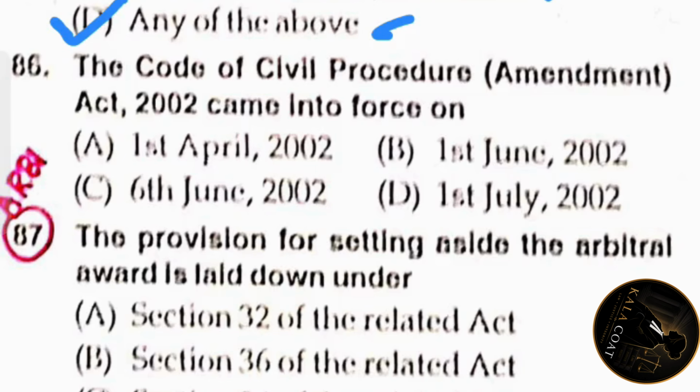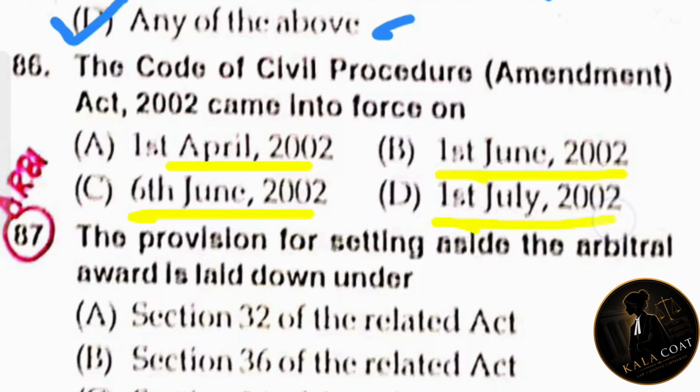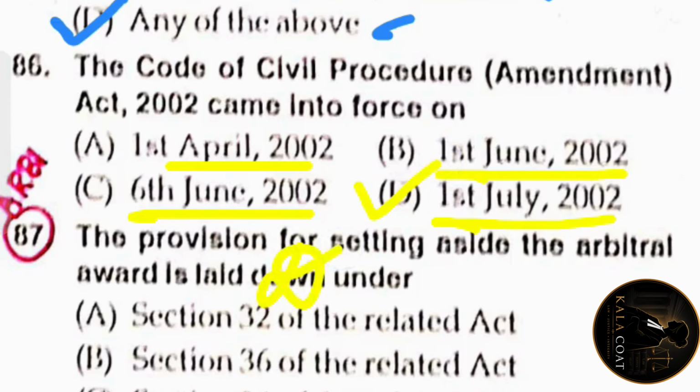Question number 86. The Code of Civil Procedure Amendment Act of 2002 came into force on 1st of April 2002, 1st of June 2002, 6th of June 2002 or 1st of July 2002. Correct answer is 1st of July 2002. Option D is the right answer.